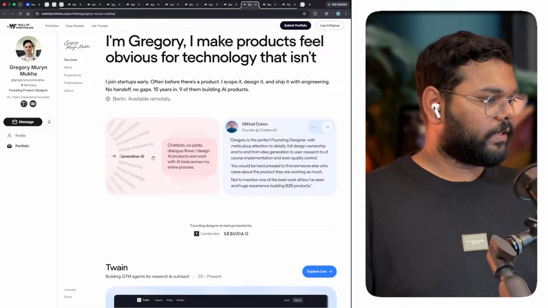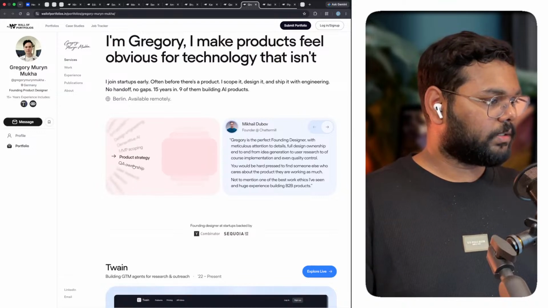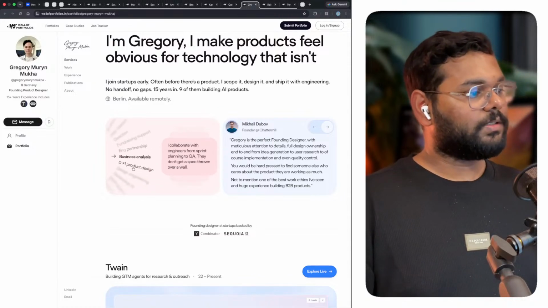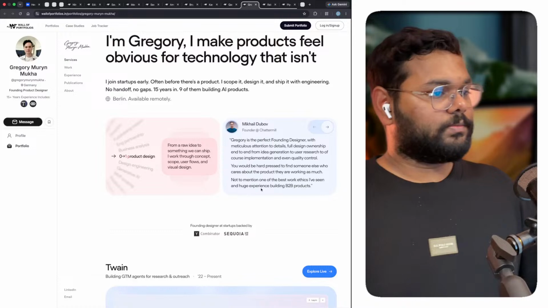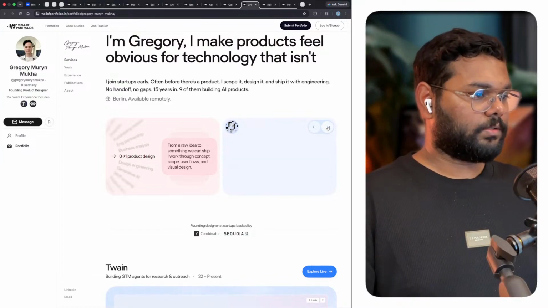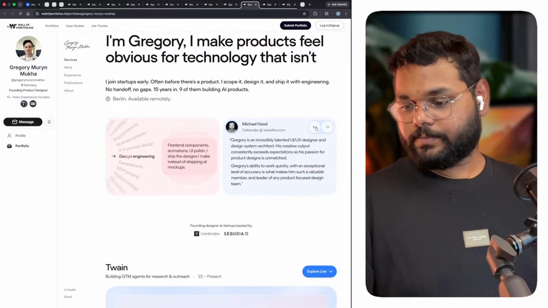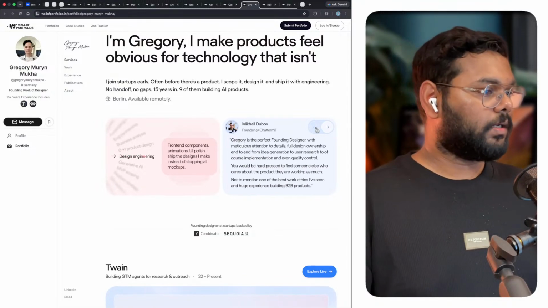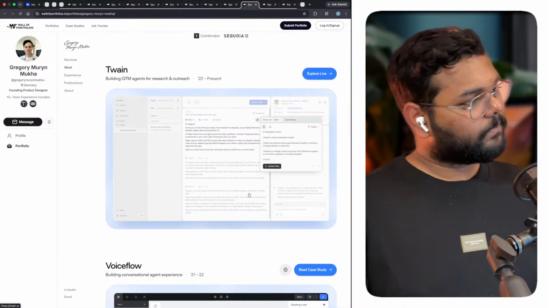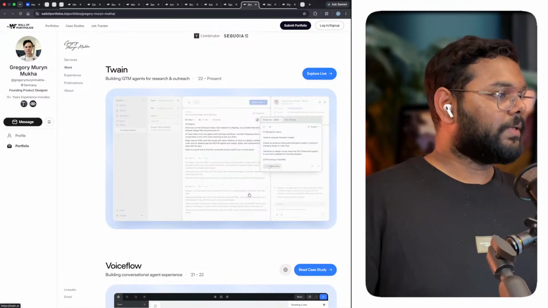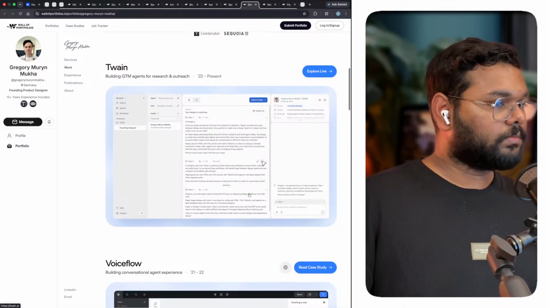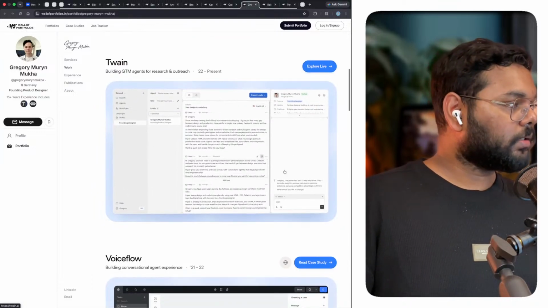Okay, generative AI, a lot of things are there. Interactive and fun. Okay, so these are testimonials, right? Building GTM agent for research and outreach. Explore live.